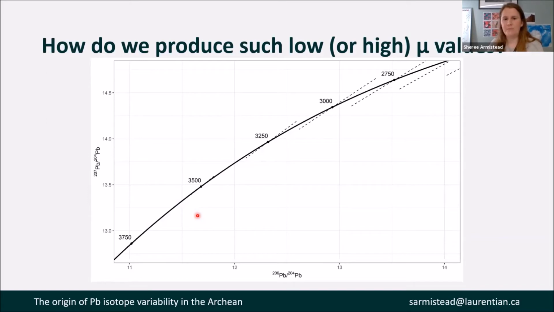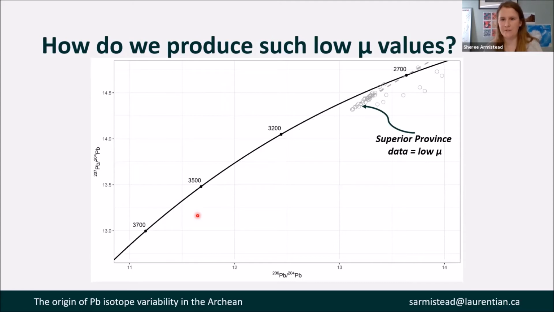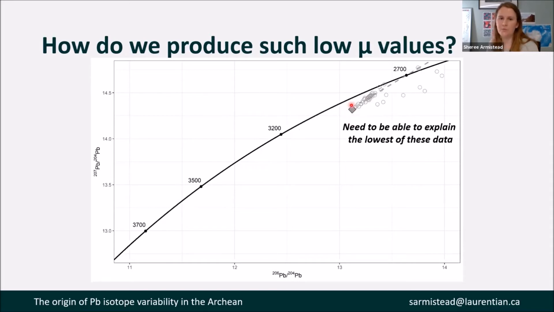And I really just want to make the point when we're talking about how long it takes to produce these low mu values, because this is something that I was really confused about when I first started looking at this. So I just want to quickly go through why we require it to take that much time to generate those signatures. So here I've just plotted up data from Superior, which is low mu. We really need to be able to explain the lower end of this signature. So we can't work out directly what time these were sequestered, but we can model different scenarios.